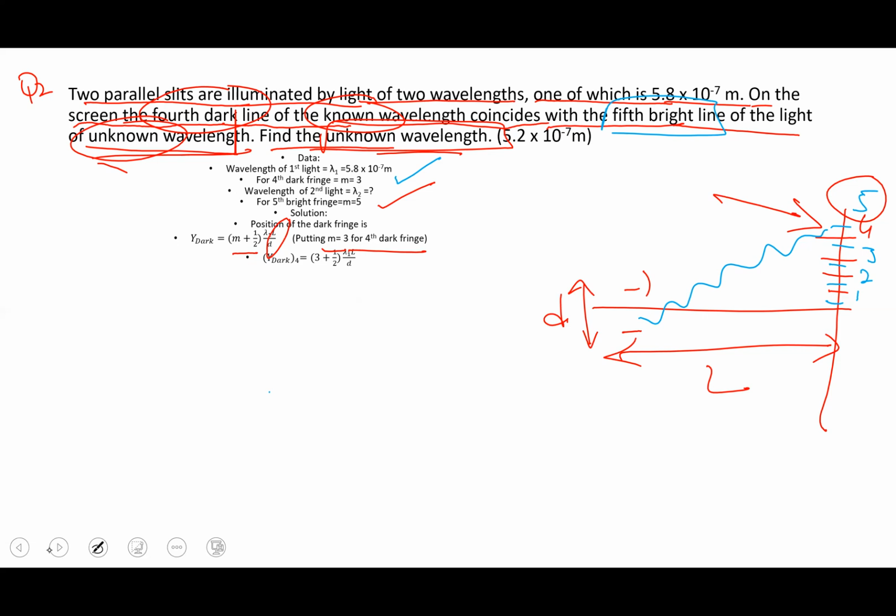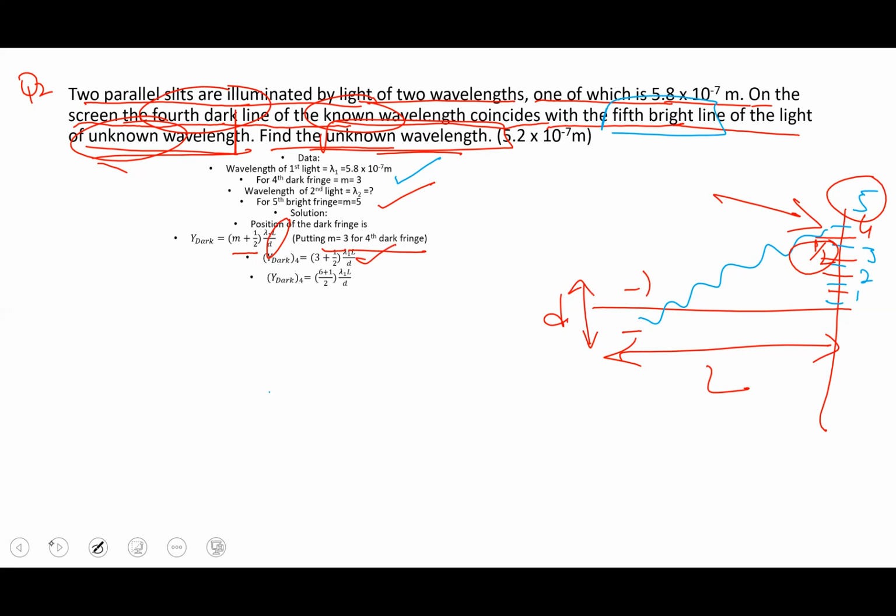The fourth dark fringe can be written as 3 plus half, because the third bright fringe was closer to this one. So 3 plus half, as you can see from here, will give us the fourth fringe, the dark fringe. So (3 plus half) lambda 1 L over d.